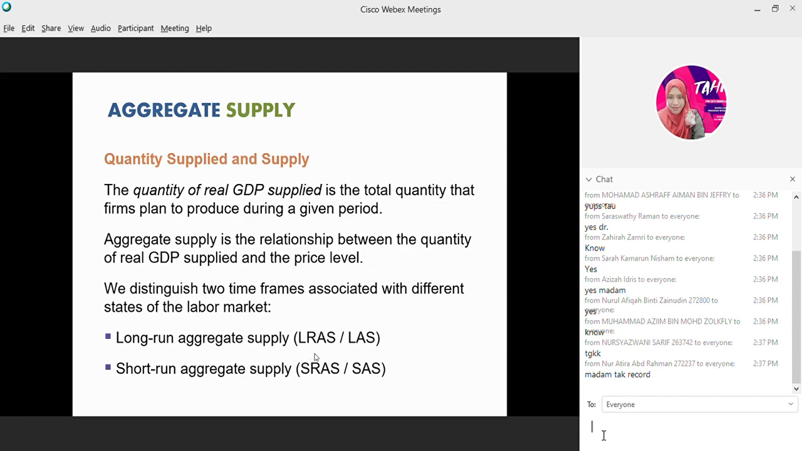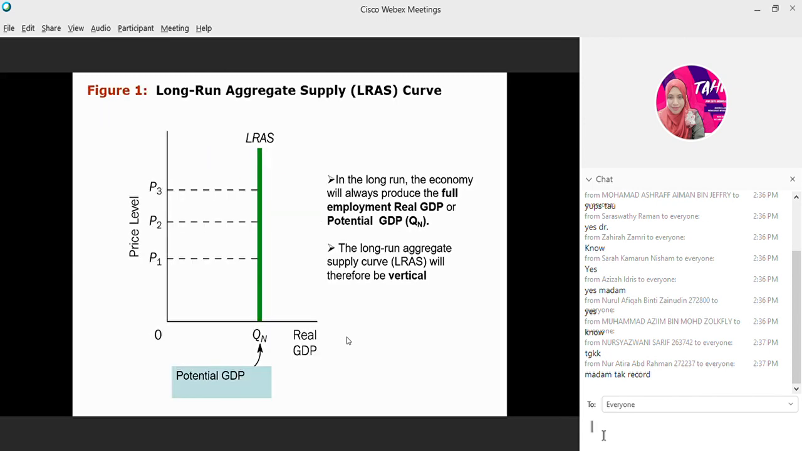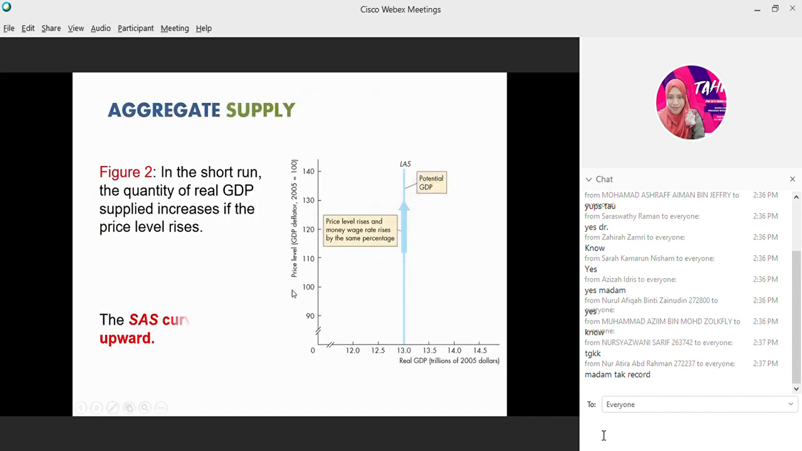Now, this is how the long run aggregate supply looks like: it is perfectly inelastic. So what does it mean? This is the long run, and it is different from the short run. The short run aggregate supply, or SRAS curve, is similar to the supply curve that we had before, which is upward sloping from left to right. Let me show you. This is the SAS or SRAS, similar to the supply curve that we learned before, upward sloping from left to right.